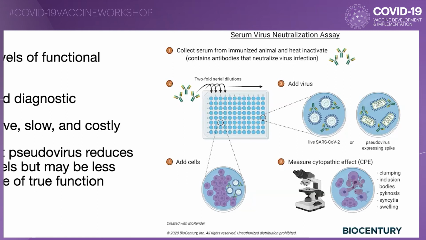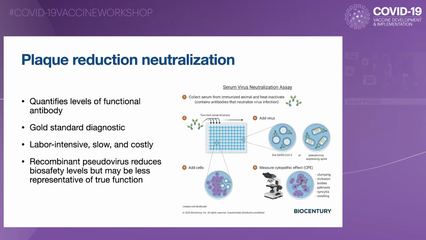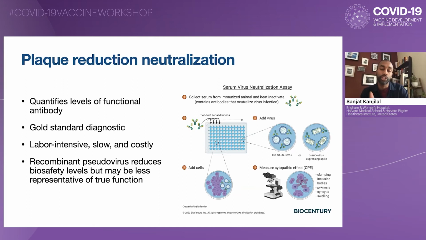And so if a sample from a human has antibodies that block the ability of the virus to infect a cell, we expect that there should be a reduction in the formation of these plaques relative to a sample with no antibody present. And so the titer of the human serum that reduces the plaque formation by 50% is the plaque reduction neutralization titer 50, the marker we use to compare or assess the presence of human antibodies in the serum.